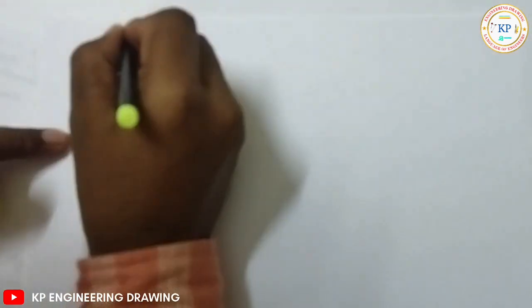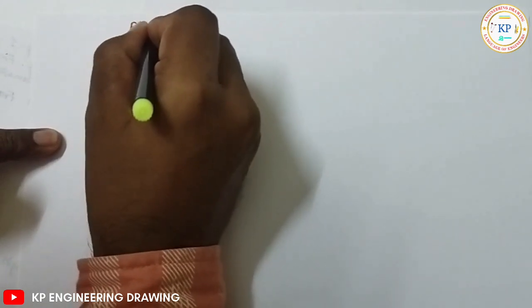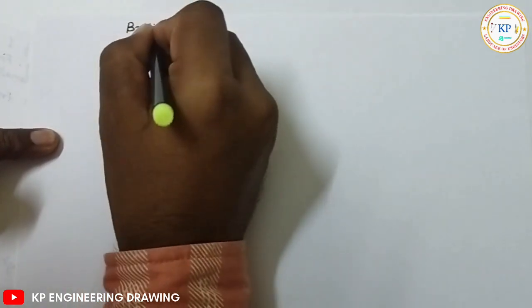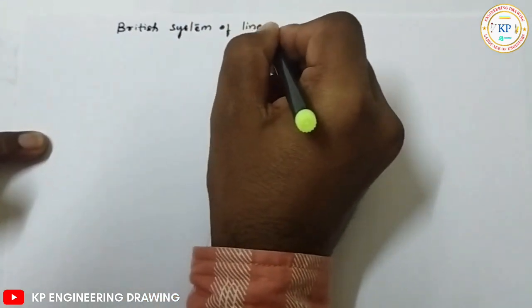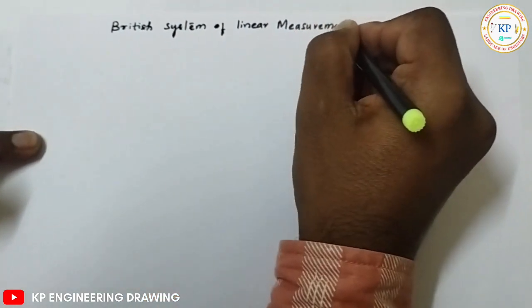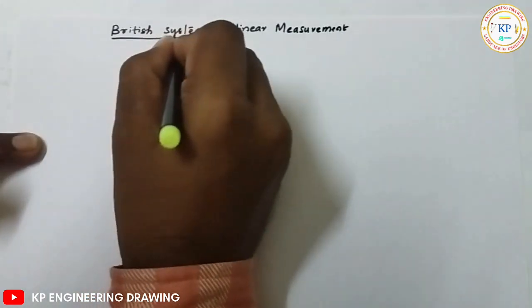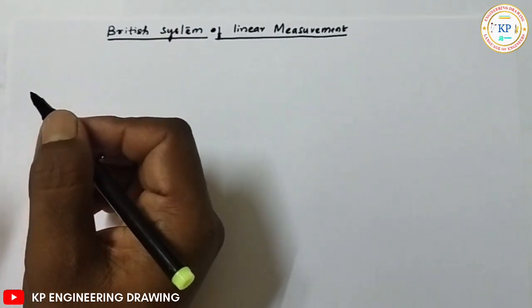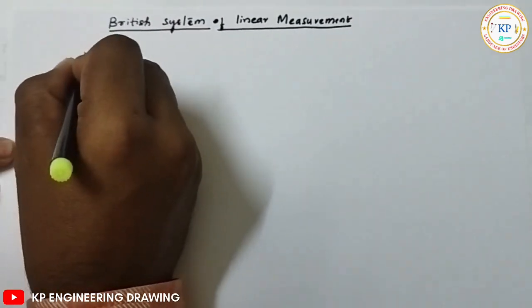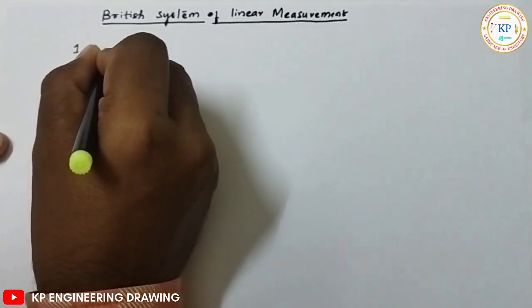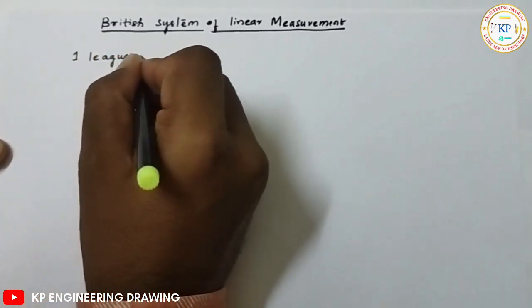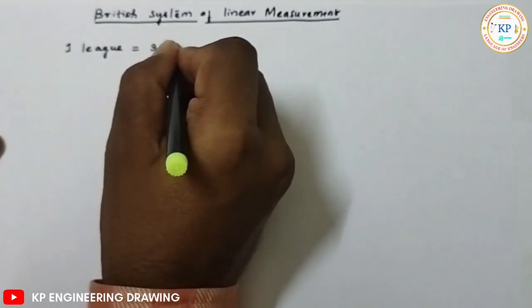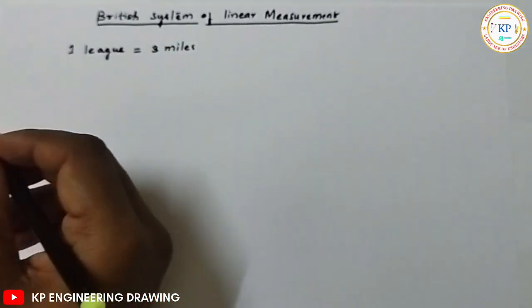Today we'll discuss the British system of linear measurement and we'll do one problem on it. In this again we have conversions, that is 1 league is equal to 3 miles.